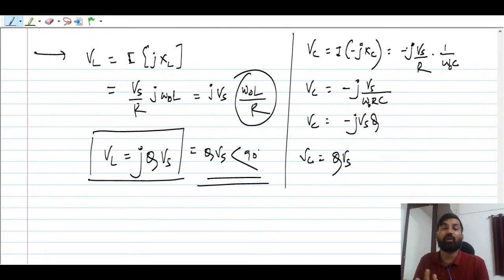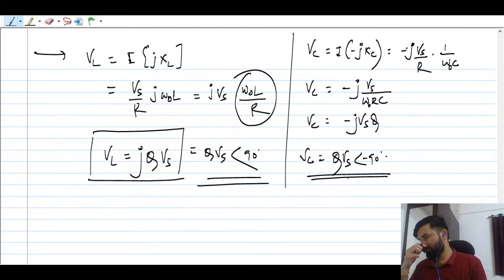So you don't have to wonder. Q times Vs. If they are asking for the magnitude of the voltage, you should say simply Q times Vs. If they are asking along with the phase, you say here it will be phase minus 90 degrees, okay, and this will be in volts.